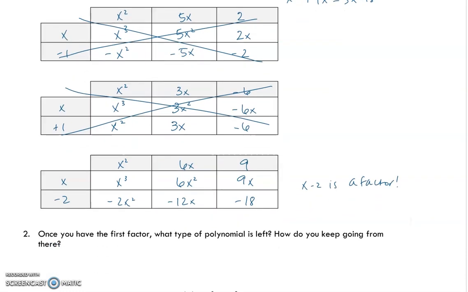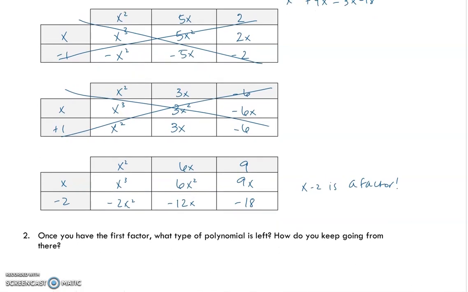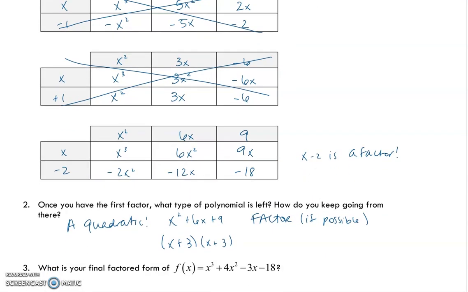Yay! So then once you have the first factor, what type of polynomial is left? You've got x squared plus 6x plus 9. How do we keep going from there? We factor, if possible. If you can't factor your quadratic, then from there you could use quadratic formula or completing the square. But I think this one works out really nicely where we can just say x plus 3 times x plus 3 gives me x squared plus 6x plus 9.